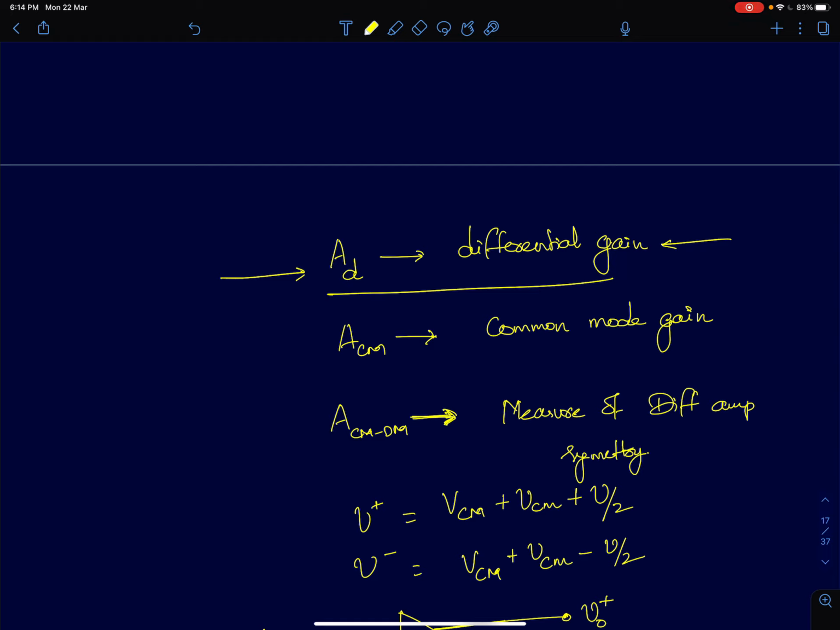The second thing is ACM. ACM is the common mode gain. So you're going to feed a common mode input, which means in a differential system, you ensure both the inputs are the same, and see how both the outputs respond. So you'll take the common mode output and the common mode input and take the ratio. That's called the common mode gain.